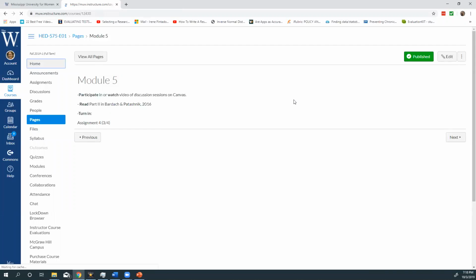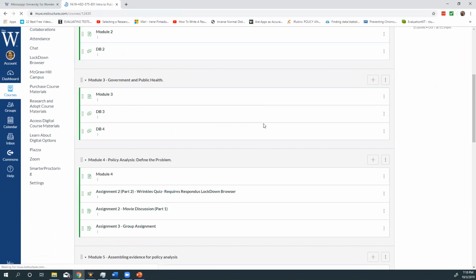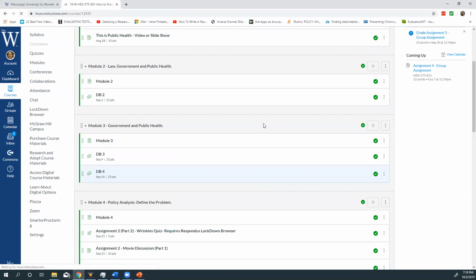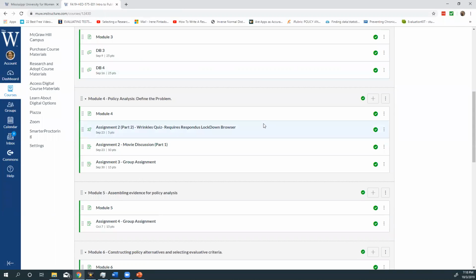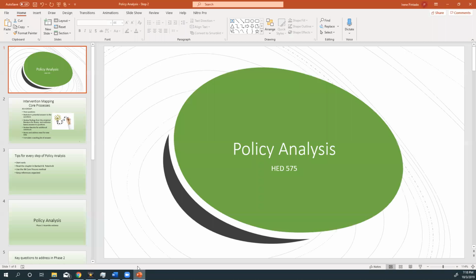If we go to the next, we're gonna be on module 5. And I know we have an assignment due for the step part 2 on October 7th. So we're going to go over how to do the next phase of the policy analysis process. It shouldn't take too long. It does take a little bit of research to do it, but it's not too difficult to understand the process. So it's pretty straightforward.